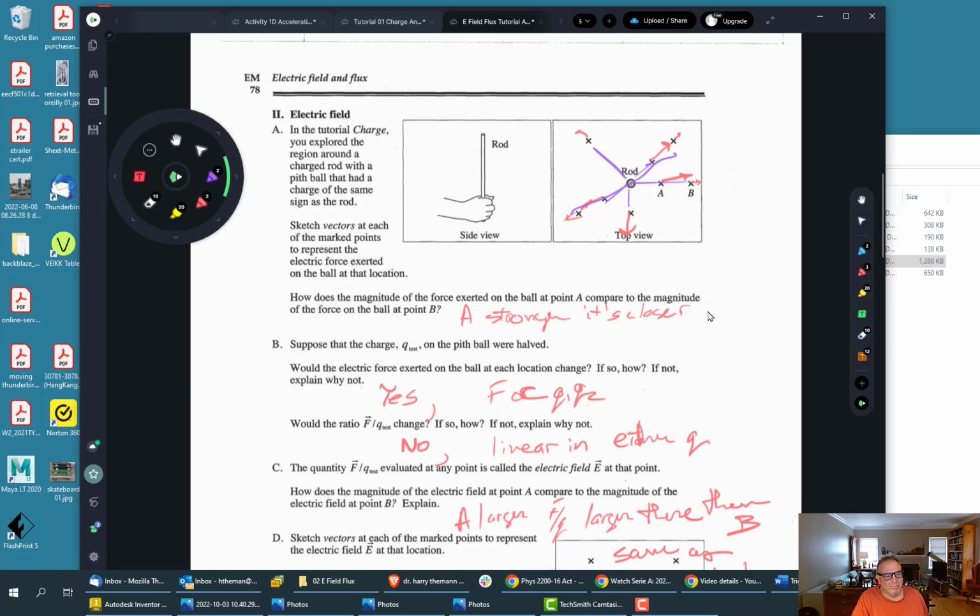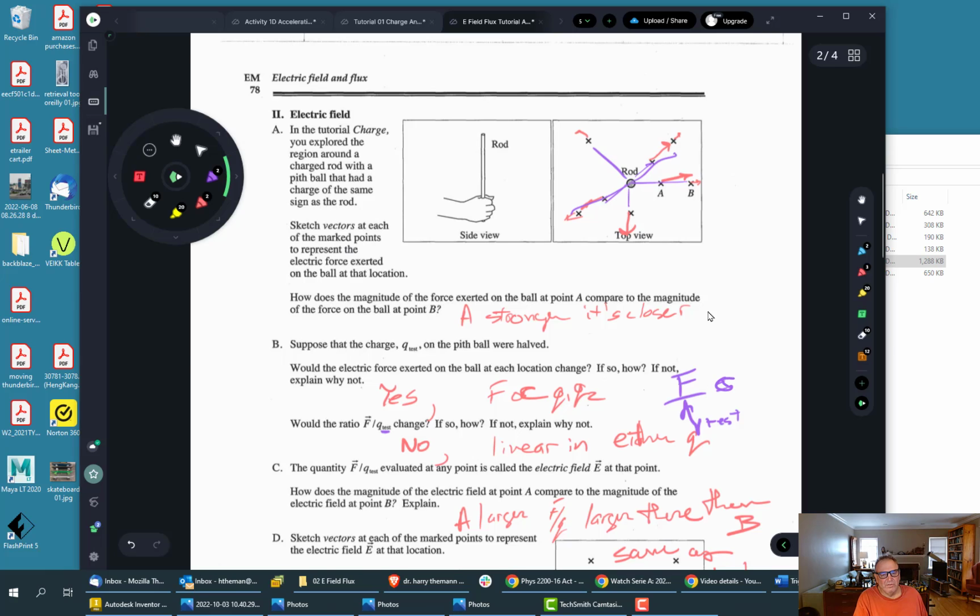Suppose the charge on the pith ball were halved. Would the force change? Yes, because we know it's proportional to Q1 times Q2. Would the ratio change? No, because it's linear in either Q. You've got to be careful. If I have the test charge, then the ratio of the two would stay the same because we'd be changing it. So there is a little subtlety here to be careful of.